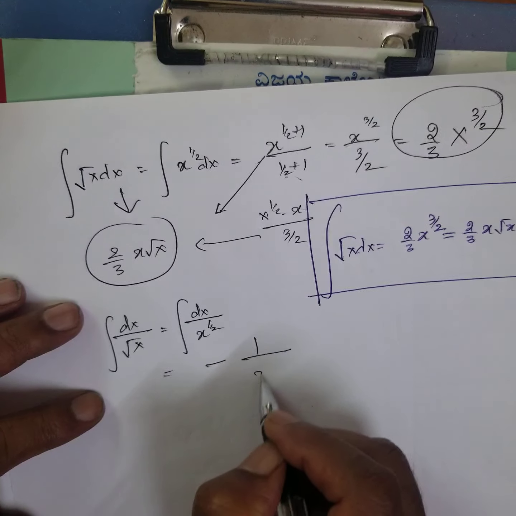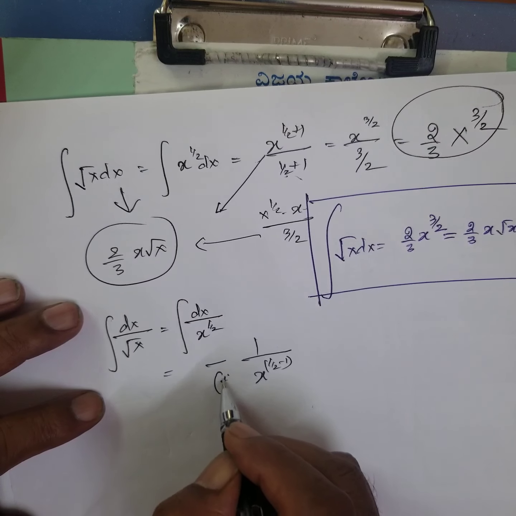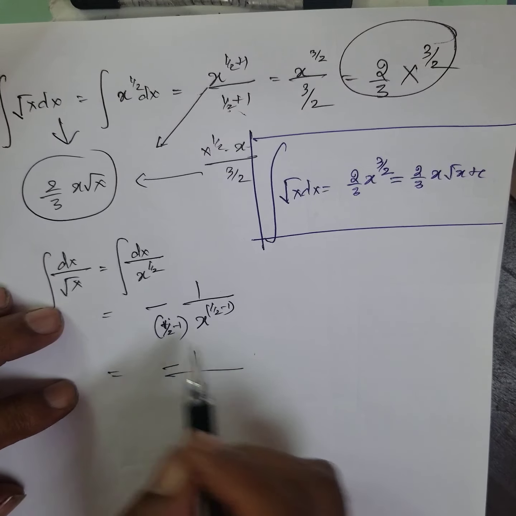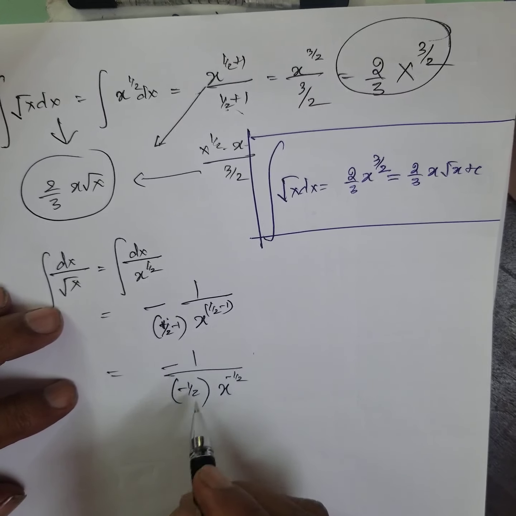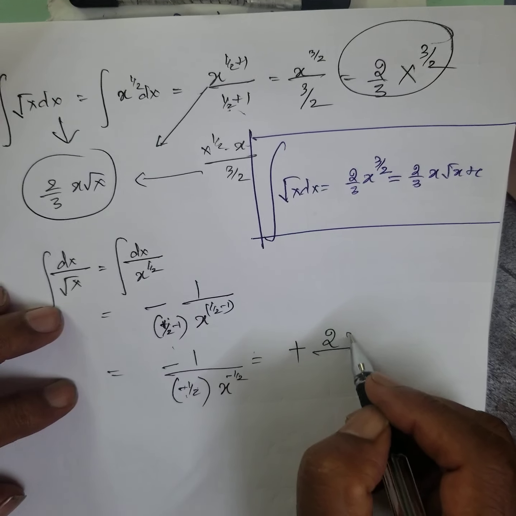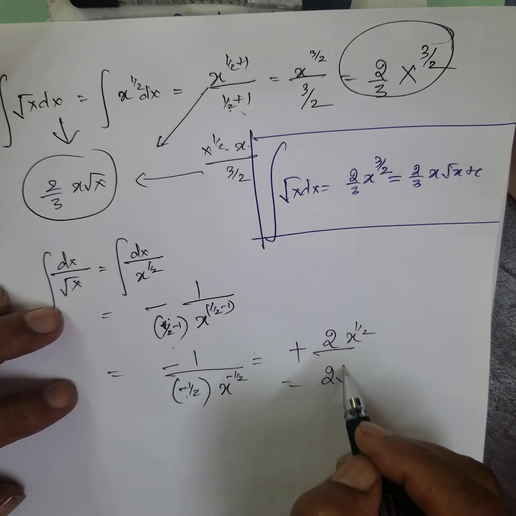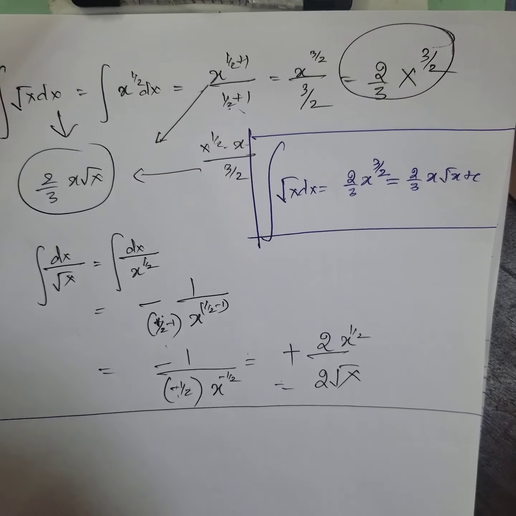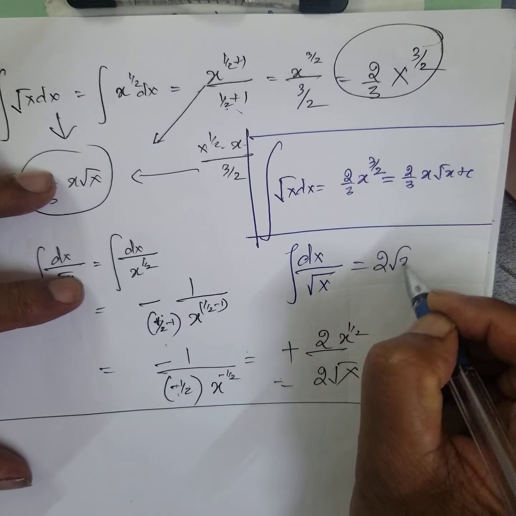Change the sign, decrease the power by 1, multiply by what? The decreased power. What do you get here? Minus 1 by minus half, here also x to the power of minus half. Minus minus plus. This goes up, 2 by x to the power of half, right? 2 root x. Therefore, integration of dx by root x is equal to 2 root x plus c.